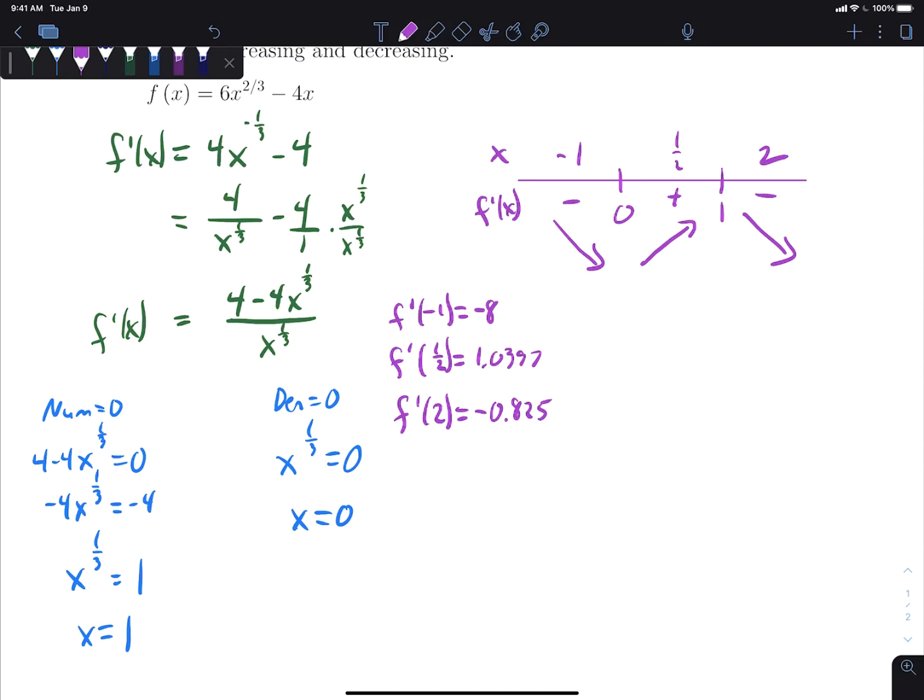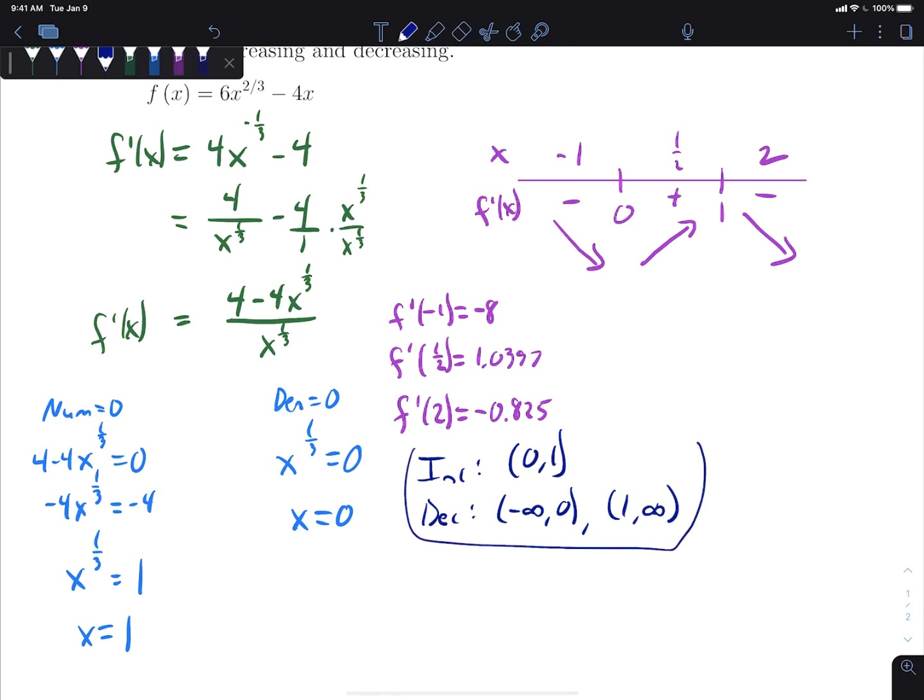Now, let's go ahead and talk about where this function is increasing and decreasing. This function is increasing on the interval from 0 to 1, and it is decreasing on the intervals from negative infinity to 0, and then 1 to infinity. Good. And let's talk about relative maxima and minima. Notice that we have a sign change here, which means 0 is in fact a low point, and at 1, it goes up and then down, that's also a high point, so that's going to be a relative maximum.